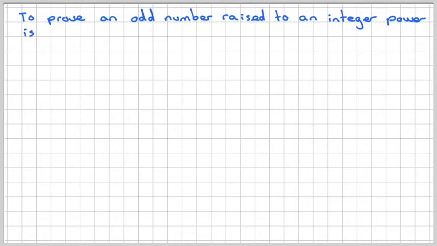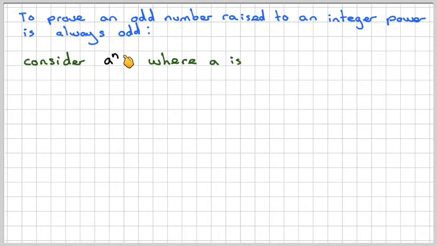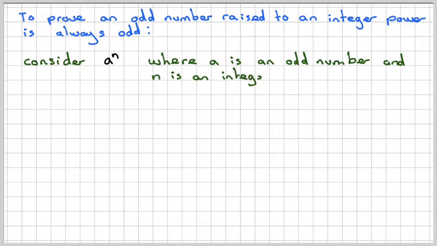To prove an odd number raised to an integer power is always odd is a little bit more challenging, but not impossible. So we're going to consider that a to the n, where a is an odd number and n is an integer. So a to the n is equal to 2k plus 1 to the n. This is the format for an odd number where k is also an integer.